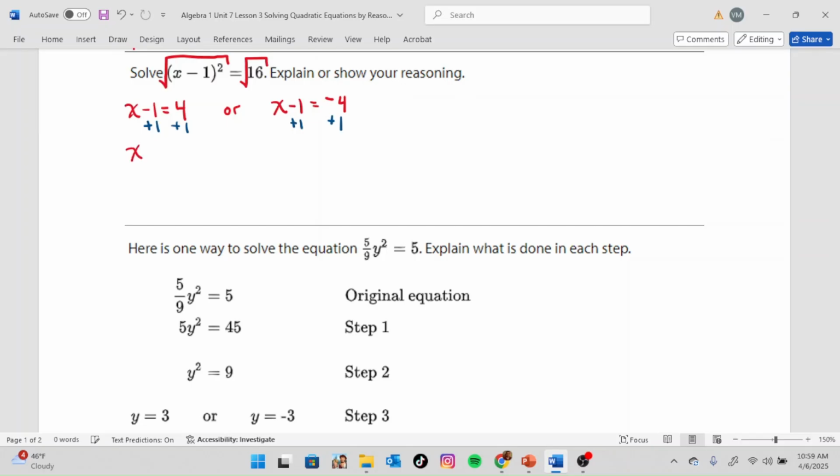Now we're left with x on the left, and 4 plus 1 equals 5 on the right. In the second choice, we're left with x on the left, and negative 4 plus 1 equals negative 3 on the right. So our solutions are that x equals 5, or that x equals negative 3.